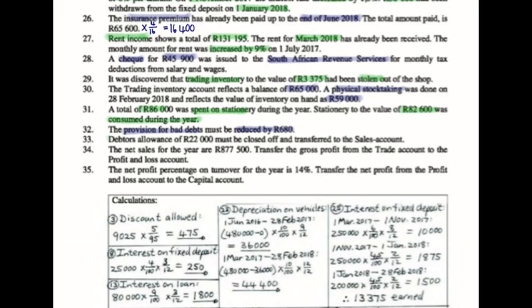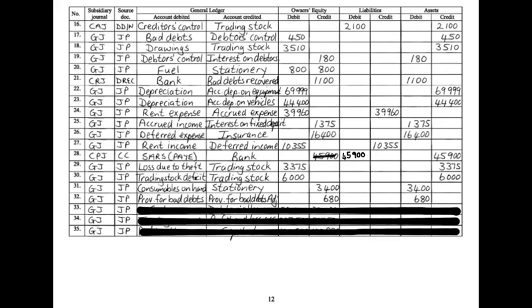Number 33, debtors allowances of 22,000 must be closed off to sales account. So that's my first closing entry. So when I close it off, I simply take the debtors allowances out of the account by crediting it, causing my owner's equity to increase by 22,000. If I take that and move it into sales, which is then going to be debited, a debit in sales means that owner's equity is decreasing with 22,000.